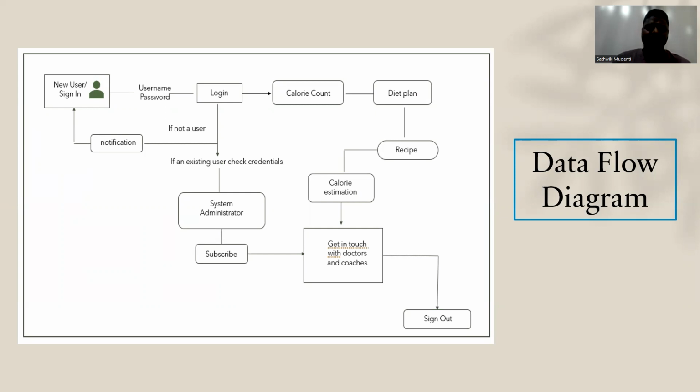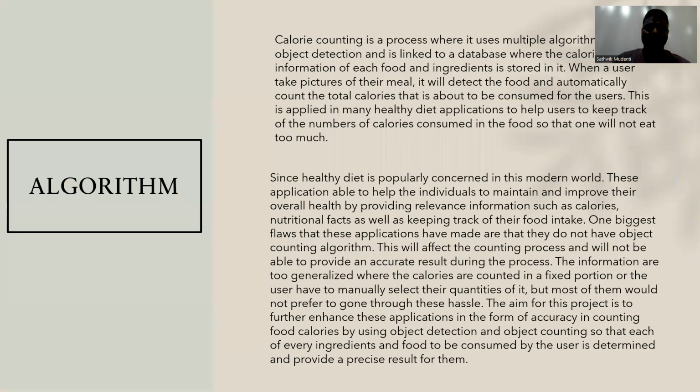And the following is the algorithm of our application. Here we are using an object detection algorithm which brings out calories from our food. When the user takes a picture of the meal, it will detect the food and automatically count the calories so that users can become aware of the macronutrients that they are going to consume.